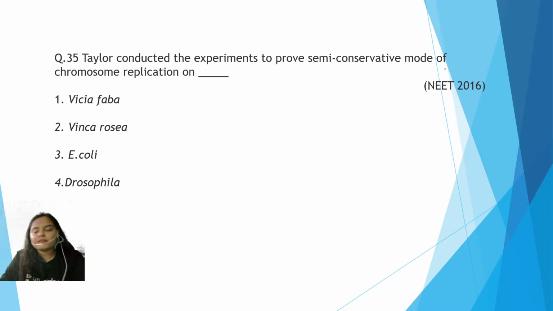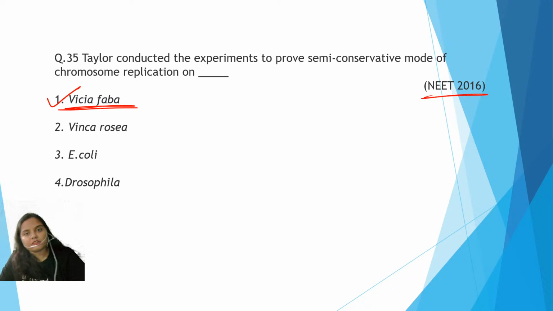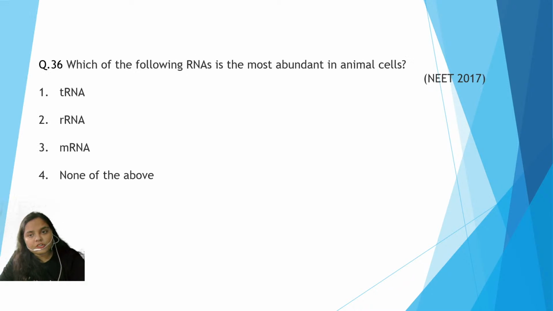You must get it right because it is an easy question. If this question comes in NEET 2021 or 2022, you must be able to solve it. What is the right answer to this question? Vicia faba. Vicia faba was the experimental subject which was used by Taylor. Right? Very good, Rikan.